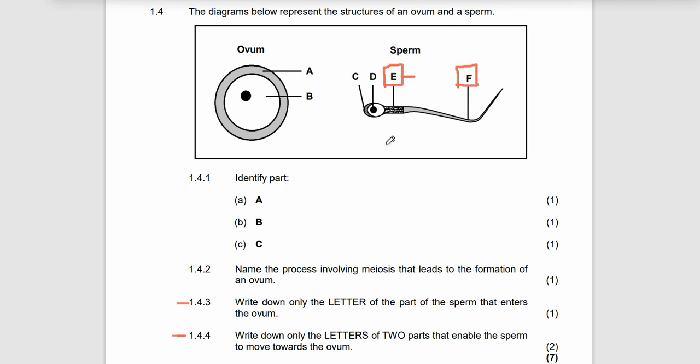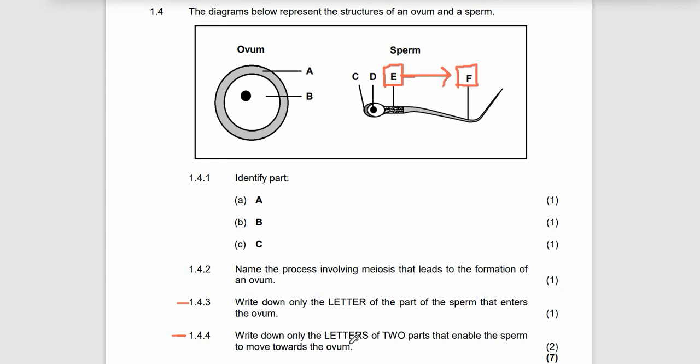The mitochondria give the sperm the energy. Specifically, this mitochondrion contains energy to give the tail, which is F. So F is the tail and E is the mitochondrion. This mitochondrion gives the tail the energy so that it can move in a spiral way, so that it can move the sperm forward. I hope you get it. So that's how it goes.